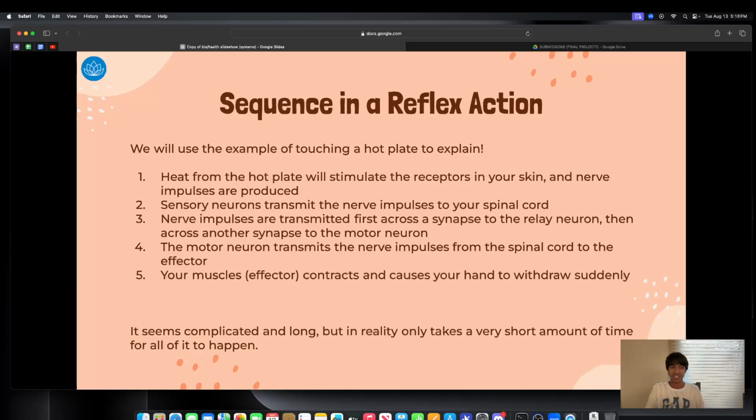So again, it seems complicated and long, but in reality, all of these things take a very short amount of time for it to happen, right? Like if you touch a hot plate, see how fast your hand is going to move. I'm not recommending you to do this at home, by the way. Like, if it happens by accident, okay, but if it ever happens by accident, you know how fast your hand is going to move, because all of these impulses are created in very short amount of time, and these neurons work very fast, right? Neurons are smart cells, right?